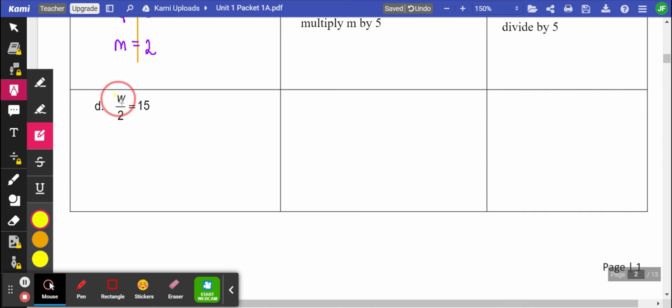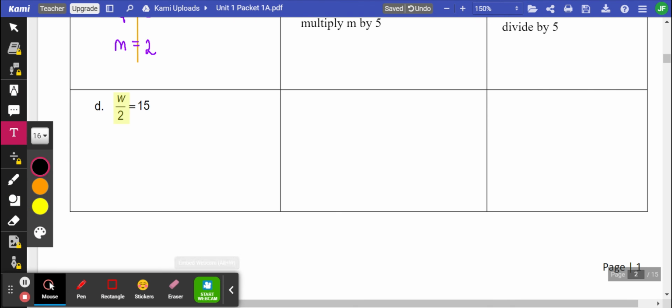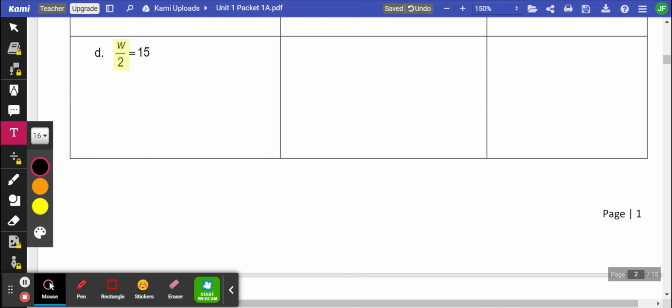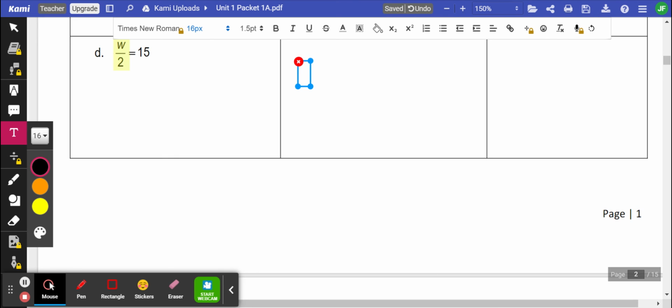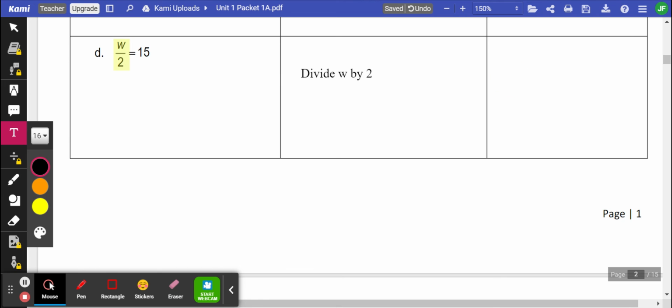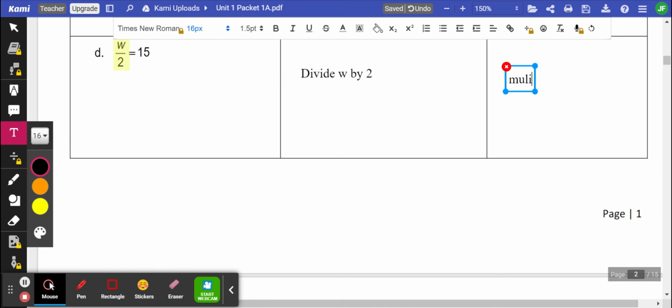Okay, and as I just mentioned, for this last one, if I look for my variable, I have w and 2, and they look like a fraction. Don't panic, because a fraction is really just a division problem. So we divide w by 2. To undo that, we are going to multiply both sides by 2.